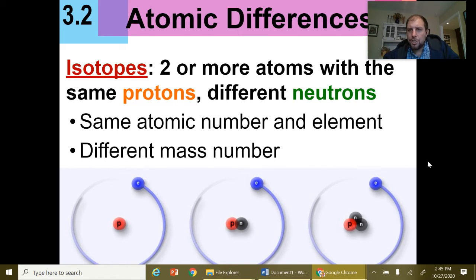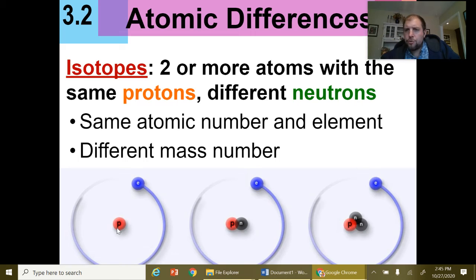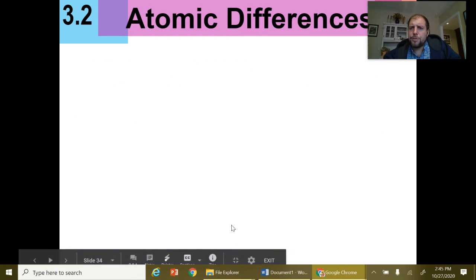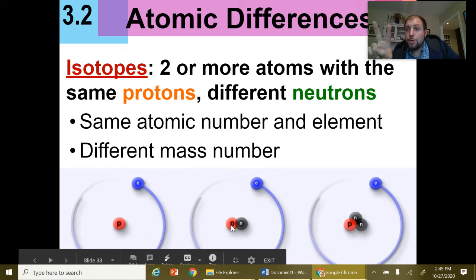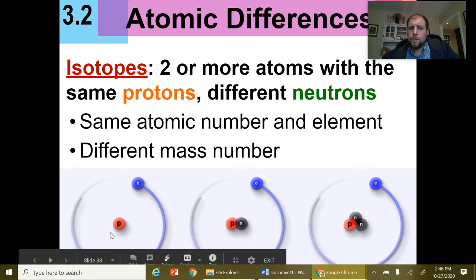So down here I got pictures of three atoms of the same element. These are all hydrogen because they each have a single proton. And you can have a hydrogen with one proton and no neutrons. You can have a hydrogen with one proton and one neutron. You can even sometimes have a hydrogen with 1 proton and 2 neutrons. These are all hydrogen because they all have a single proton, atomic number 1, but they're isotopes of each other because they have different amounts of neutrons, and so they have a different mass. All right, this first one is going to have a mass of just 1.